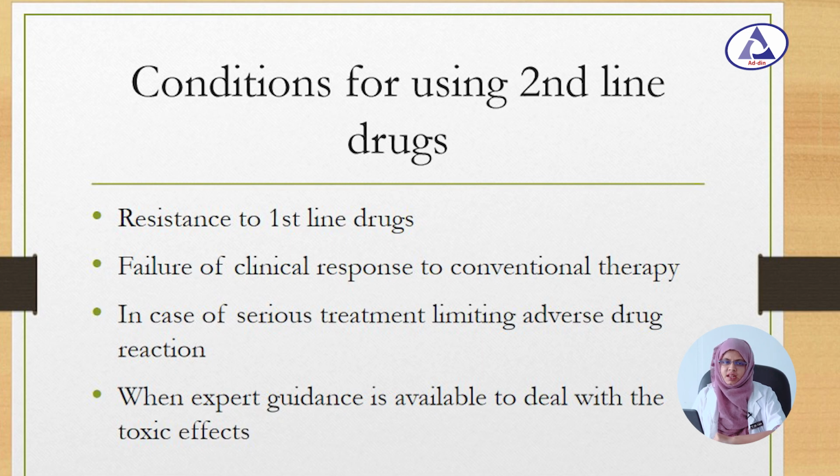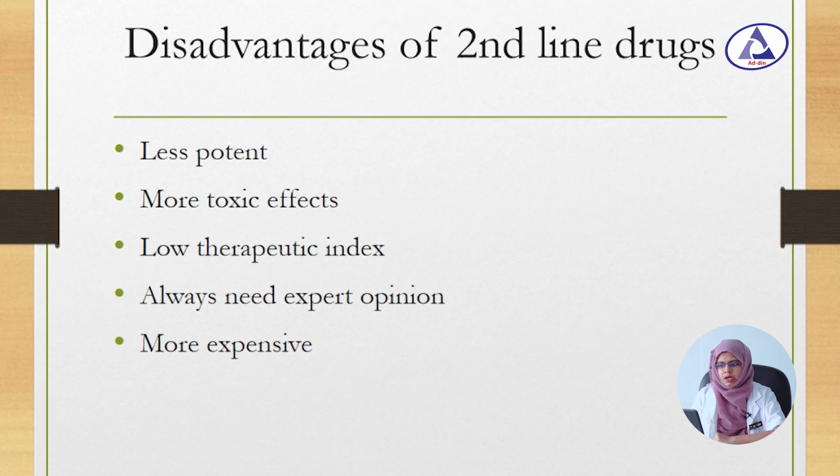Conditions for using second line drugs: when there is resistance to first line drugs, failure of clinical response to conventional therapy, in case of serious treatment-limiting adverse drug reaction, and when expert guidance is available to deal with the toxic effects. Disadvantages of second line drugs: less potent, more toxic effects, low therapeutic index, always need expert opinion and more expensive.